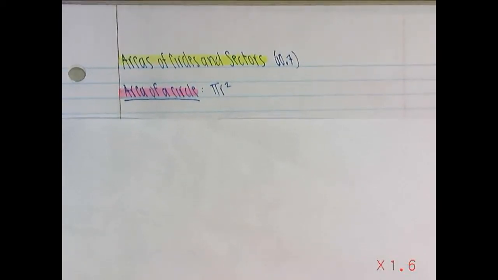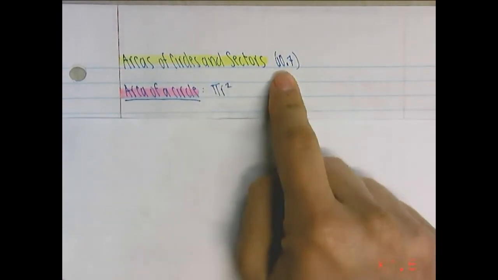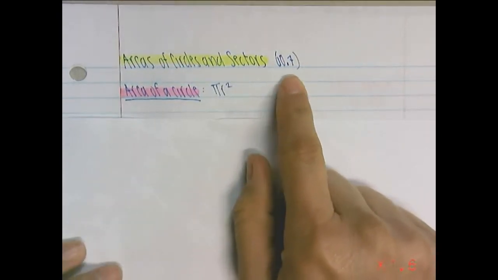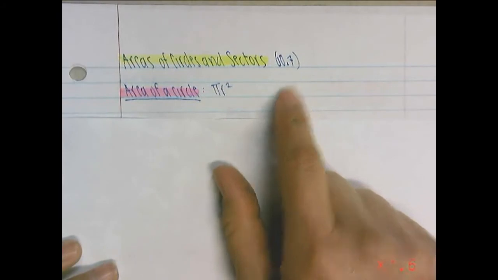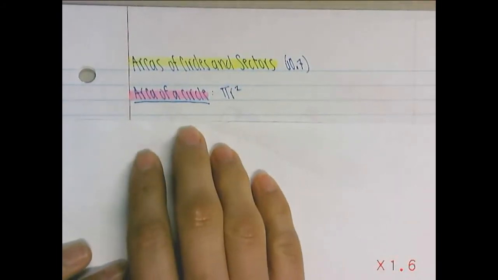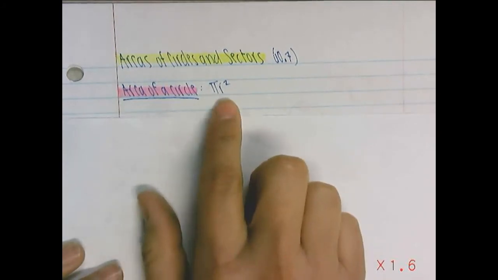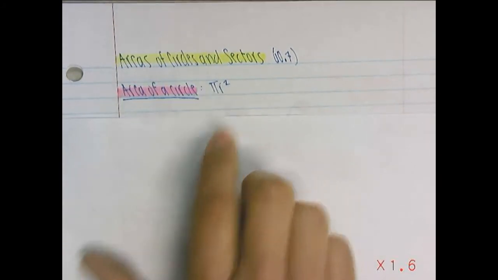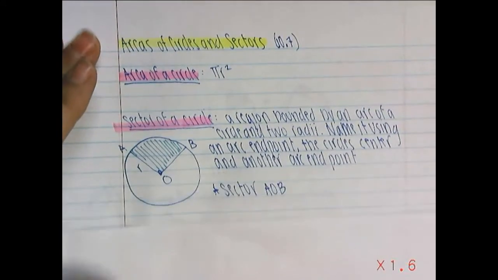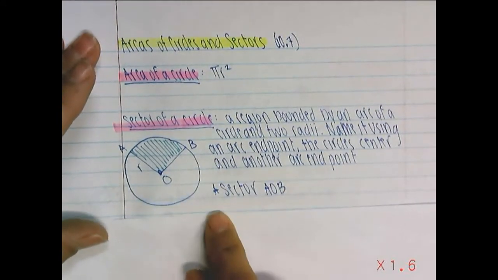Hey guys! Alright, so here we go with the area of circles and sectors, Chapter 10, Section 7, the last from Chapter 10. And what we want to talk about, which hopefully is a review, is the area of a circle, which is pi times your radius squared. Alright, and then we're going to just jump right into the sector of a circle.